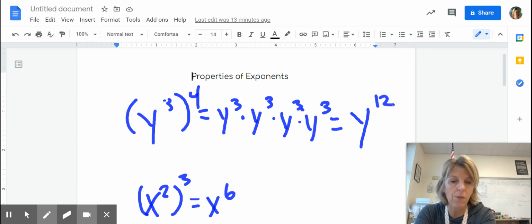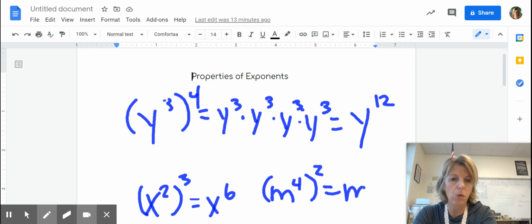Do you notice a pattern? Do you see a pattern happening? Let me show another one. If I did, let's say, m to the 4th squared, my answer would be m to the 8th. Do you see the pattern? What do you think the rule is?